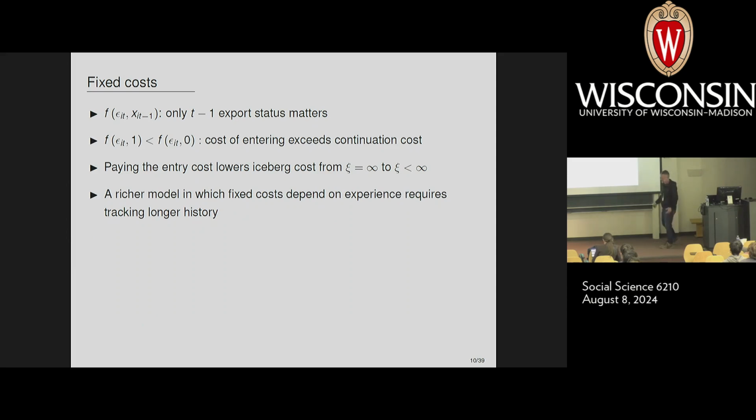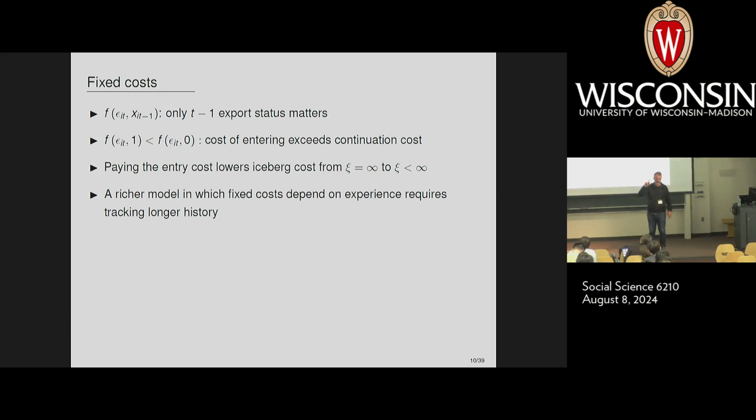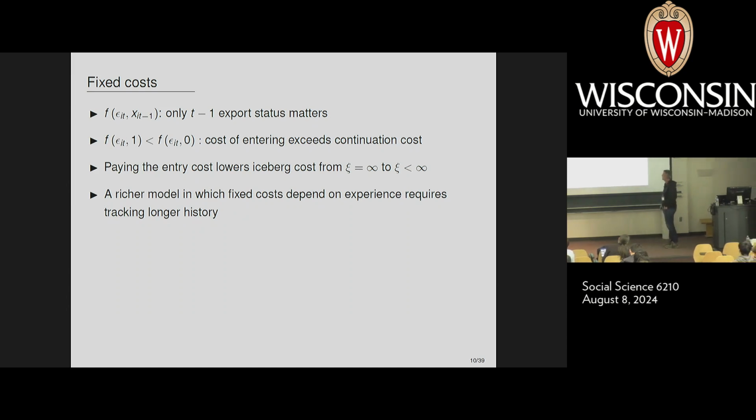Fixed costs. Now I'm going to start to make some assumptions on the fixed cost as well. I'm going to say only one period ago's export status matters. You can add more. The more you add, the harder your dynamic programming problem is. You're just blowing up your state space. Here, I only need to know, was I an exporter or not last period? If I need to know I was an exporter two periods ago, three periods ago, I'm just adding to my computational burden.